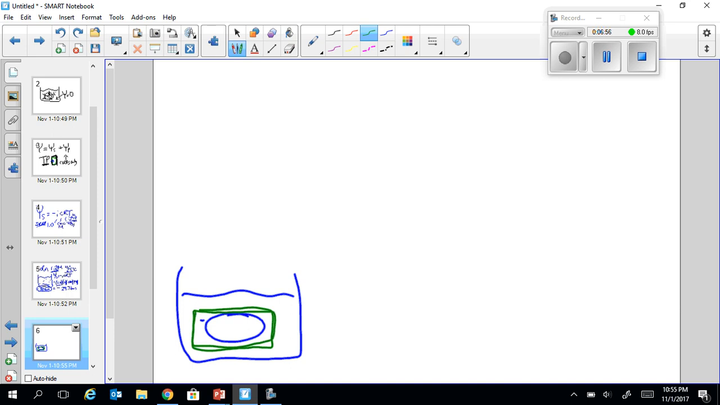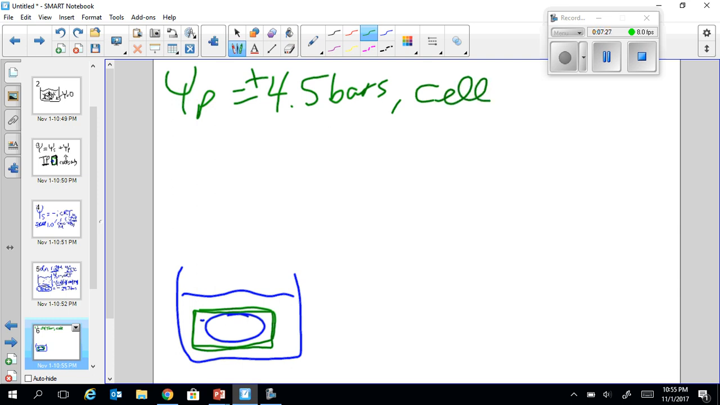All right, so I have this cell, and you have to be given quite a bit of information to do this. So first of all, they would have to tell you the pressure, the turgor pressure. So let's say the turgor pressure is equal to 4.5 bars. Now, a pressure is pushing on the cell, so that's a positive value. All right, and then I would need to know the sucrose concentration inside the cell. So the cell has a 0.2 molar sucrose concentration.